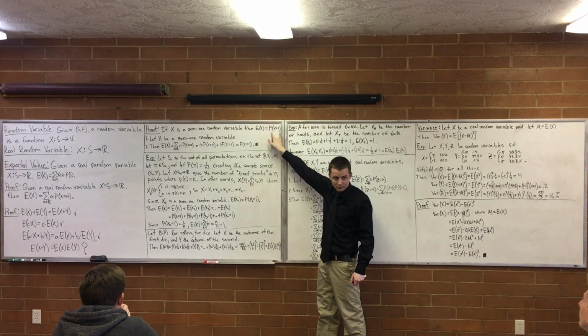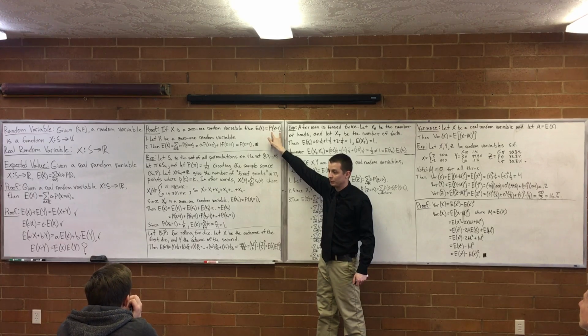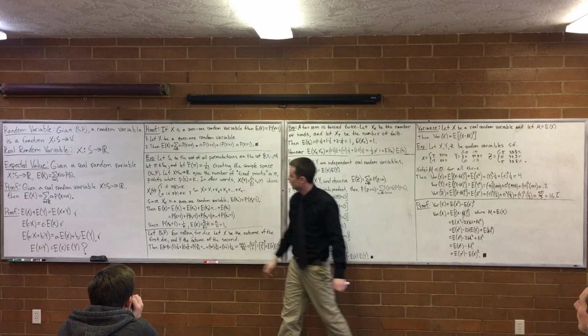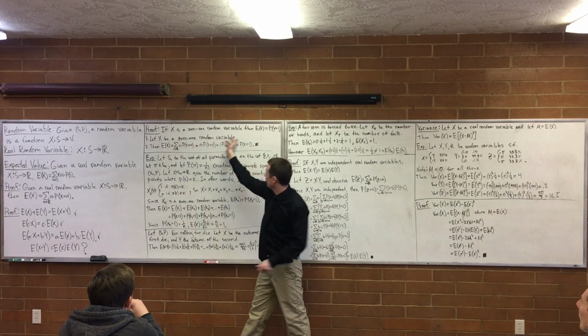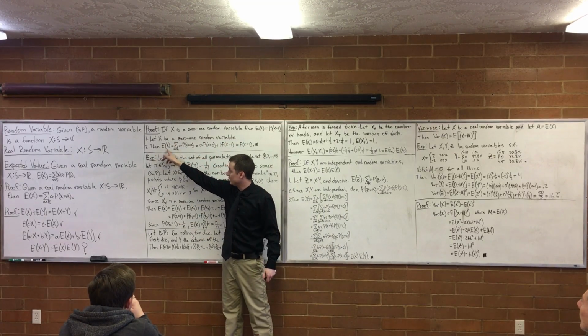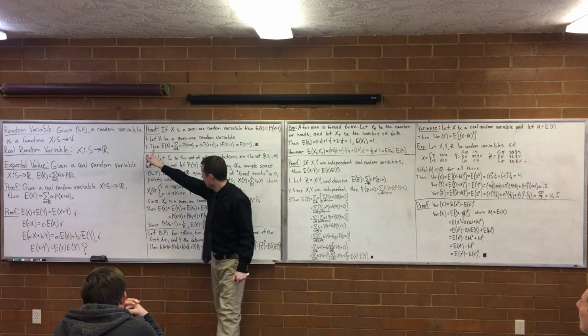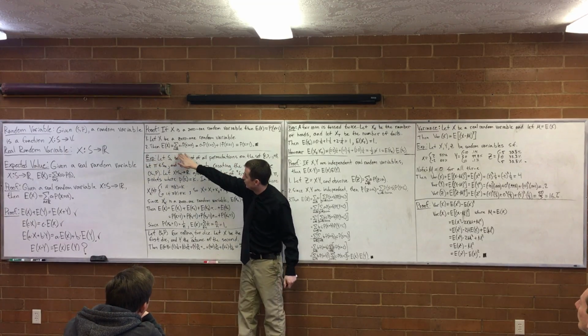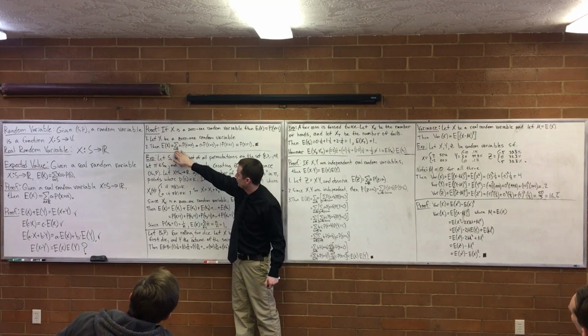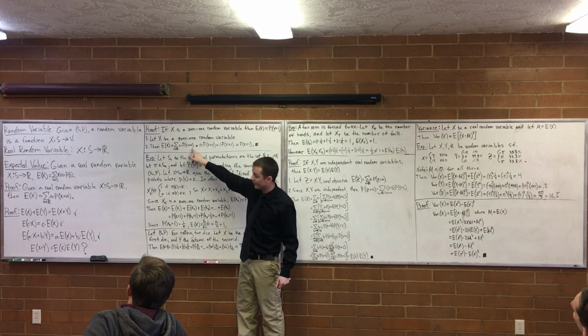Okay? Does it make sense what we're trying to prove? Alright, let's prove it. So let x be a 0, 1 random variable. Then, not by definition, using this little theorem, the expected value of x is equal to the sum across all real numbers a times the probability that x is a.